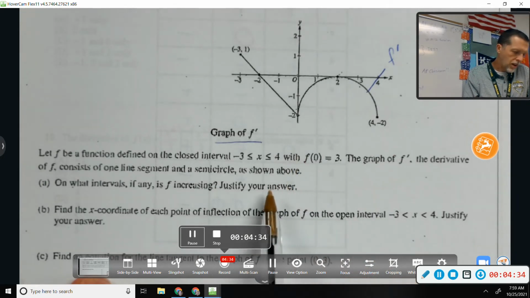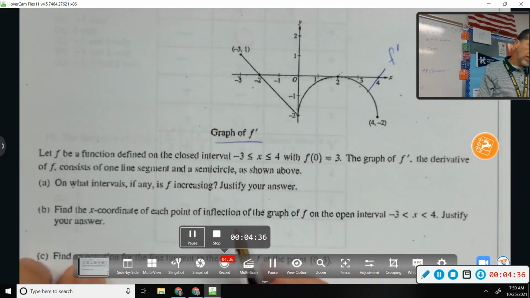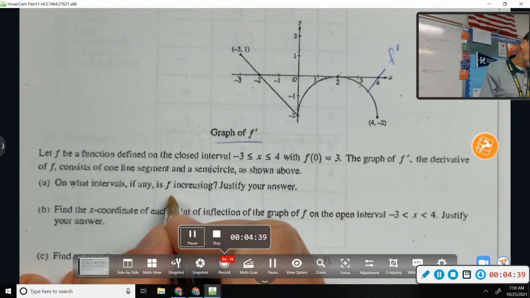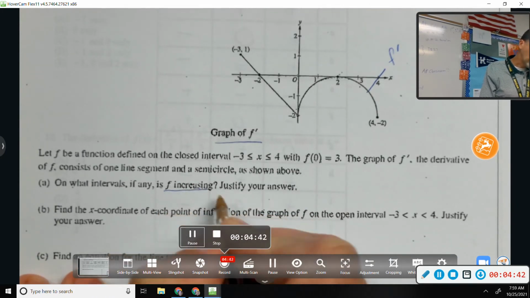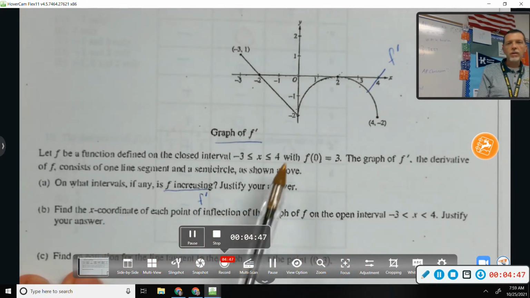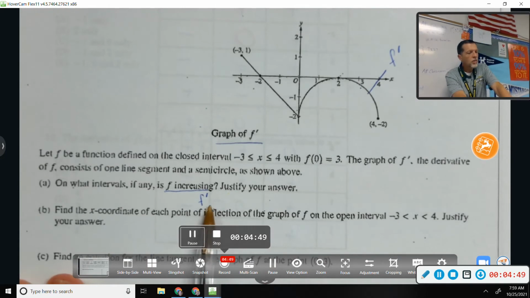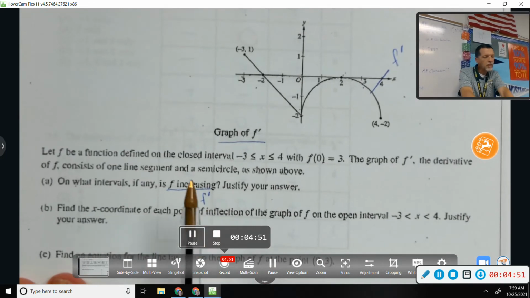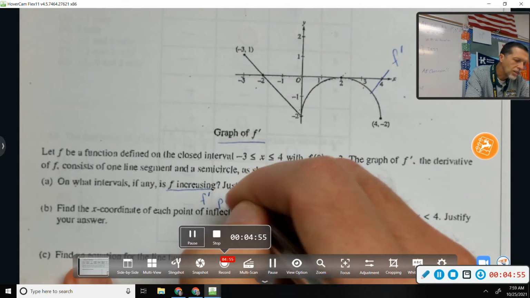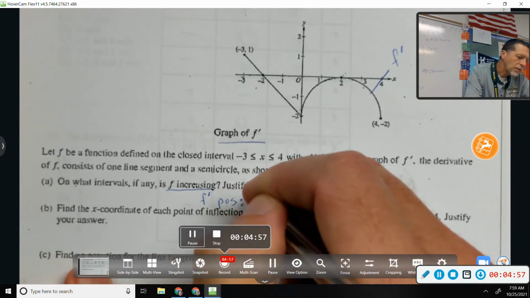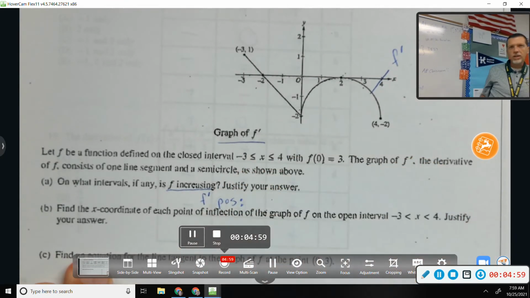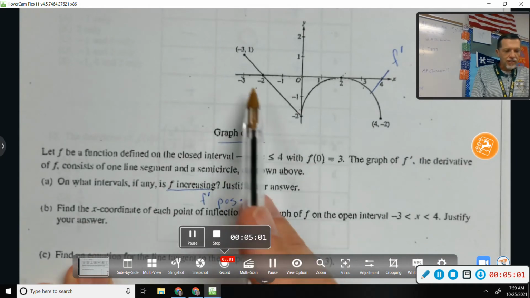On what intervals, if any, is f increasing? Justify your answer. Well, again, let's justify our answer first, and let's justify in terms of what we know. And what we know is f prime. So what would you say about f prime if f is increasing? It's positive. So I like to justify my answer first, and then I go look and use my justification because that tells me what I'm looking for.